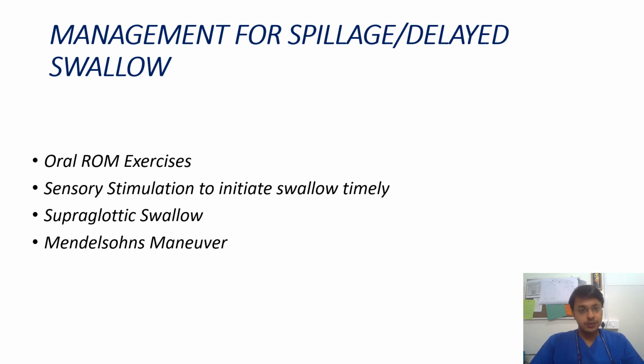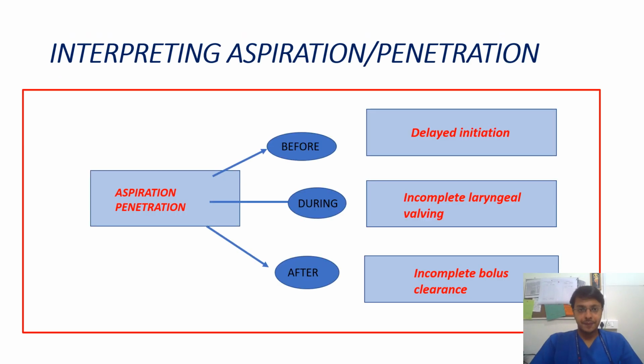Again, coming to management, various oral range of motion exercises, sensory stimulation, supraglottic swallow, and Mendelsohn's maneuvers for the swallowing therapy can be taught to the patient to improve spillage.